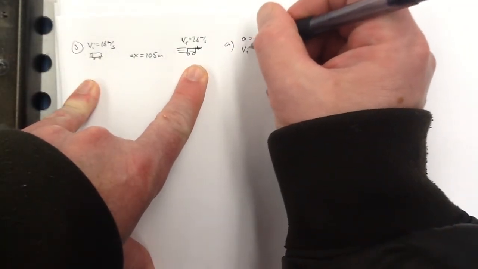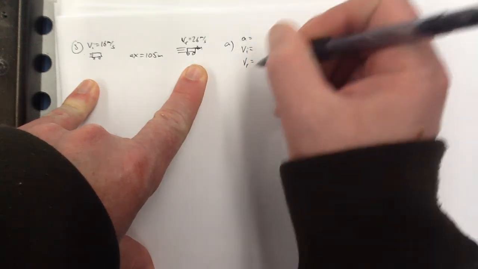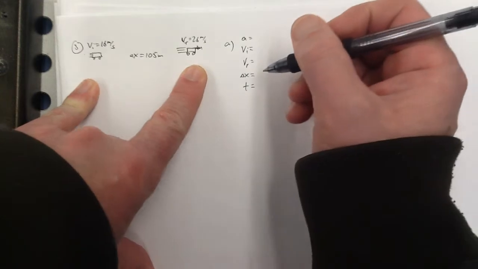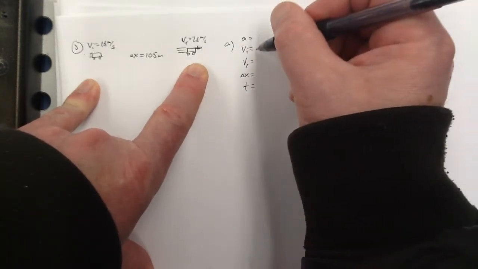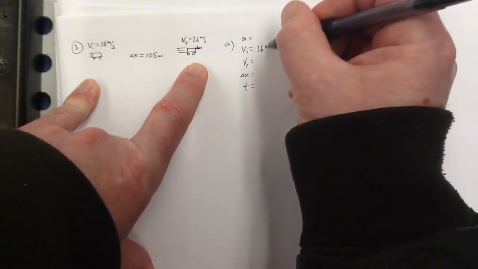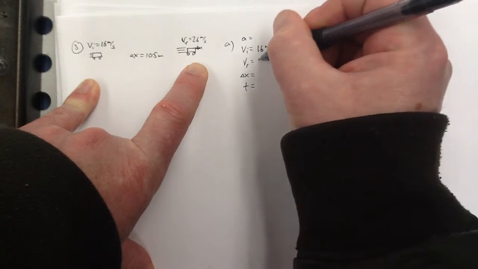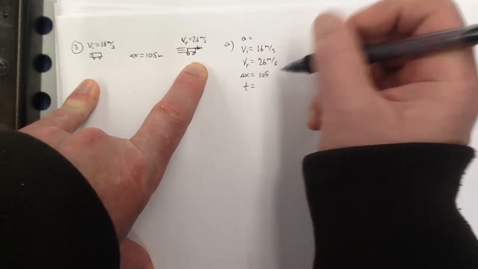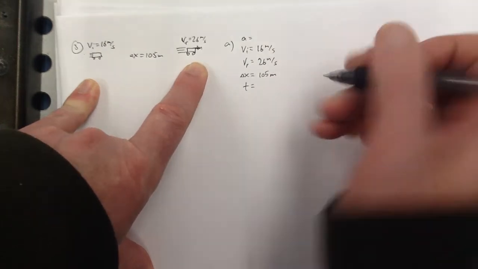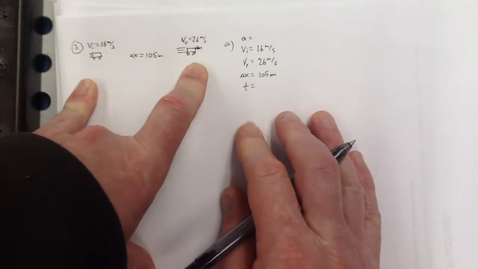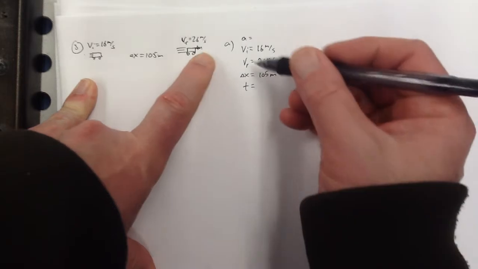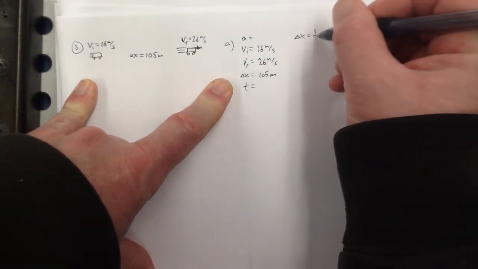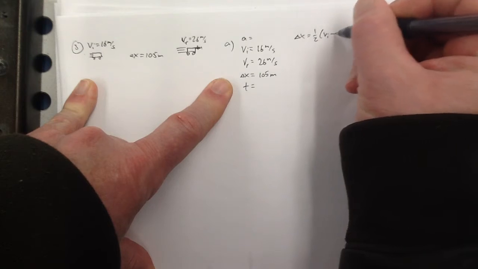All right. Let's see what we got. See what equation we need to use. What's the acceleration? I don't know. The initial velocity is 16. The final is 26. And this is 105. So how much time? So that looks like this equation. Haven't used this one in a little while.